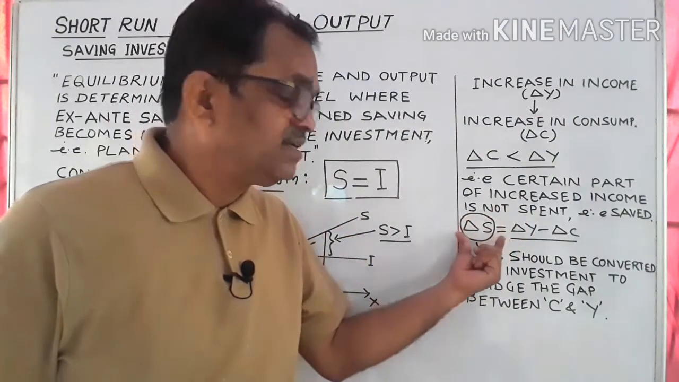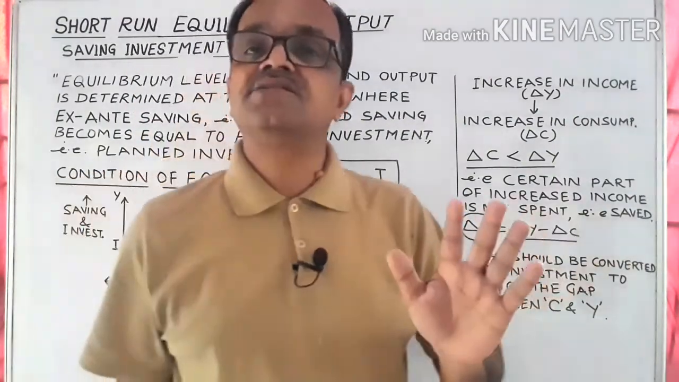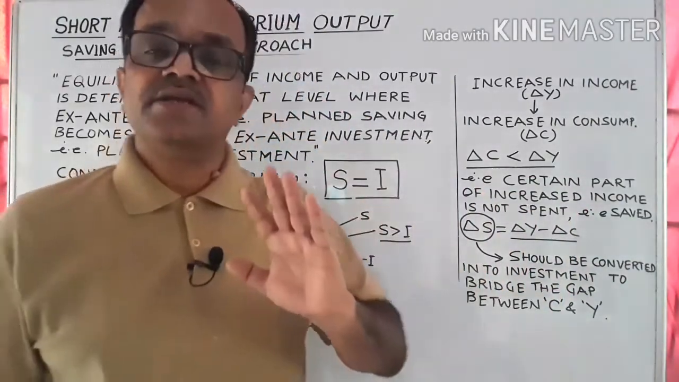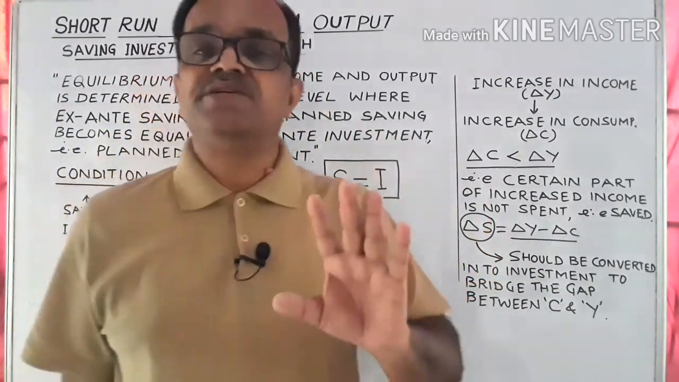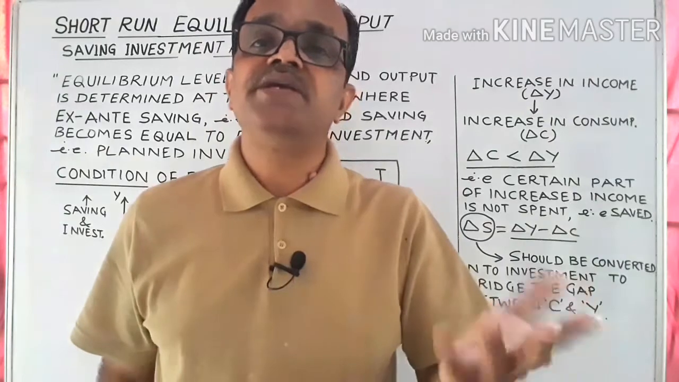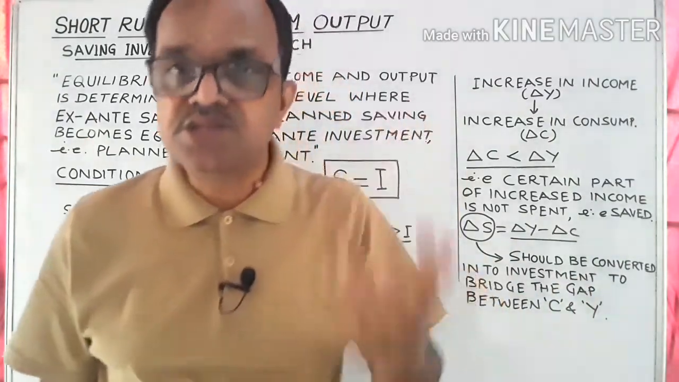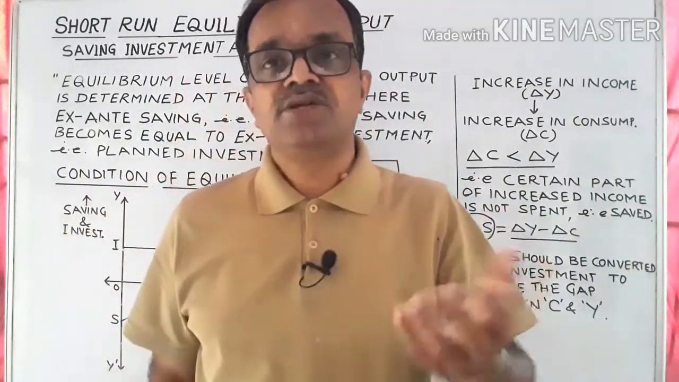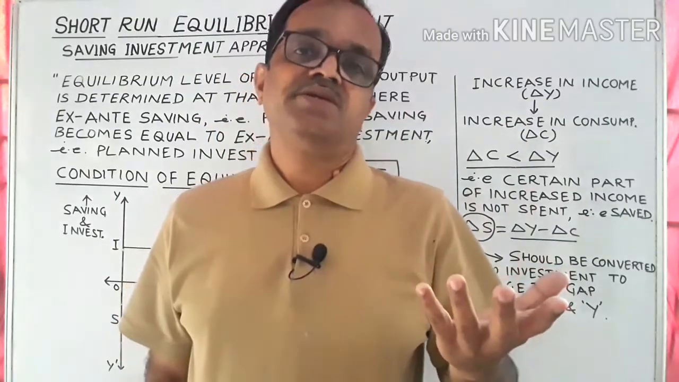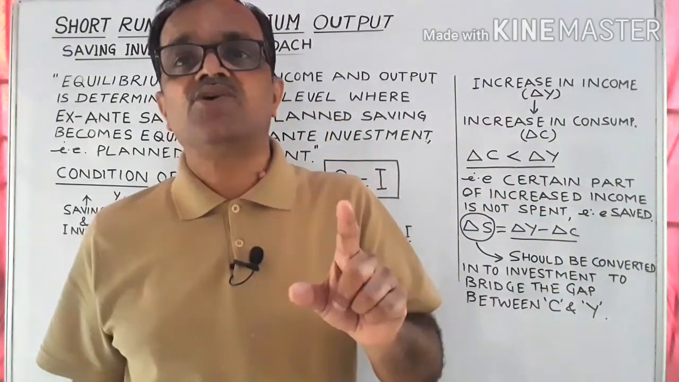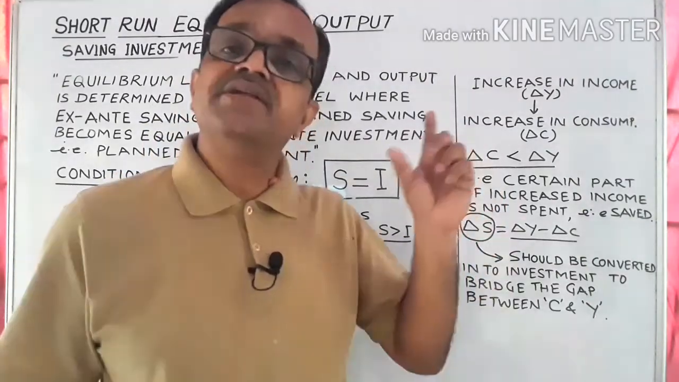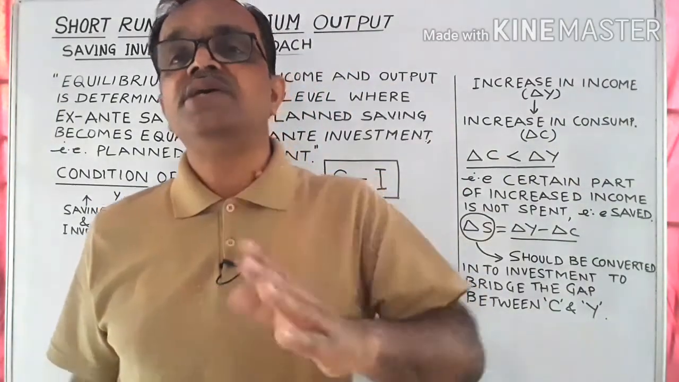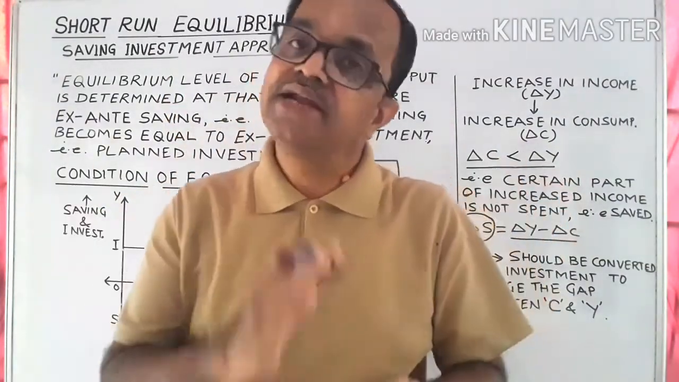So how can it be calculated? Savings equals delta Y minus delta C. This amount is saved in the economy, not spent, and that's why an equal amount of investment has to be made in the economy to bridge the gap between consumption and income, so that there is not a cut in output, employment and income in the economy. Means to establish equilibrium in the economy, an equivalent amount of investment equal to saving is desired in any economy to bridge that gap between consumption and income.